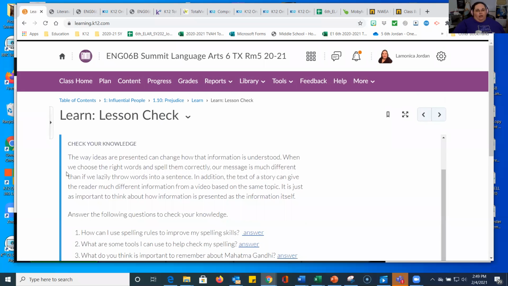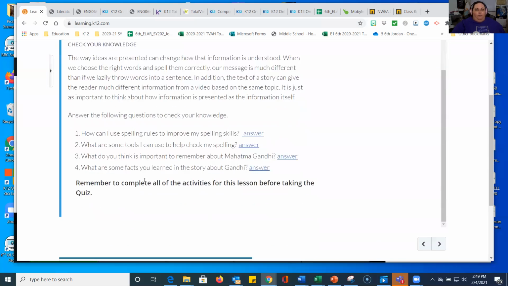Lesson check. Check your knowledge. The way ideas are presented can change how that information is understood. When we choose the right words and spell them correctly, our message is much different than if we lazily throw words into a sentence. In addition, the text of a story can give the reader much different information from a video based on the same topic. It's just as important to think about how information is presented as the information itself. Answer the following questions to check your knowledge.